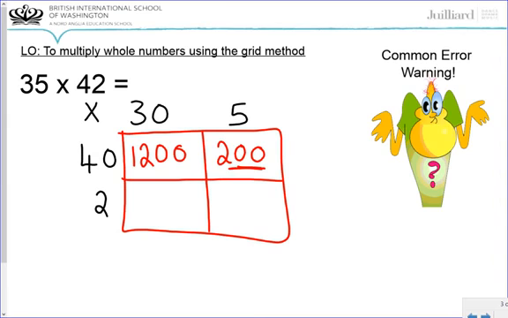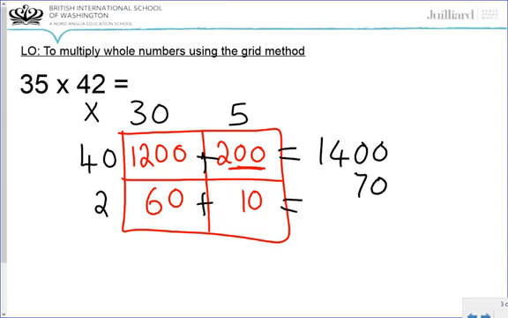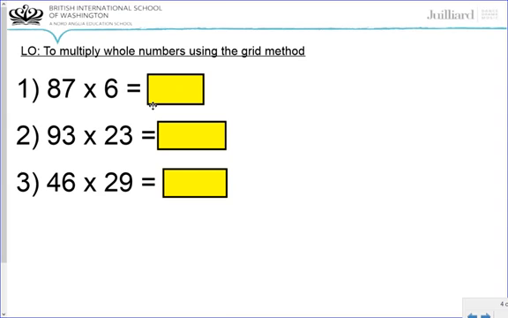That's where the children sometimes make a mistake with how many zeros they need. So they've always got to think, what are they multiplying? Are they multiplying it by 10 or 100? 30 times 2 is 60. 5 times 2 is 10. 1,200 add 200, 1,400 add 70 is 1,470.